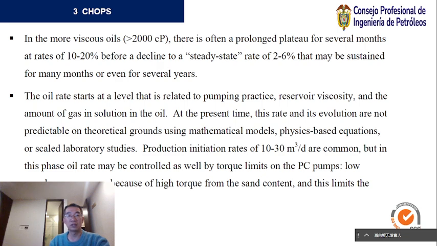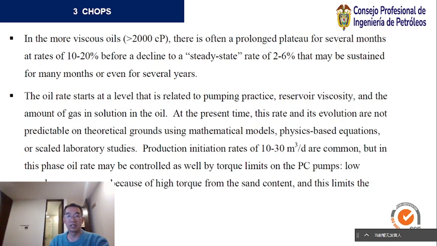The oil rate starts at a level that is related to pumping practice, reservoir viscosity, and the amount of gas in solution in the oil at the present time. This rate and its evolution are not predictable on the ground using material balance models, physical equations, or scale laboratory studies.